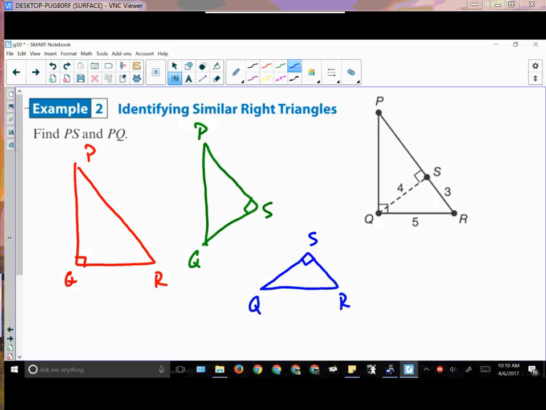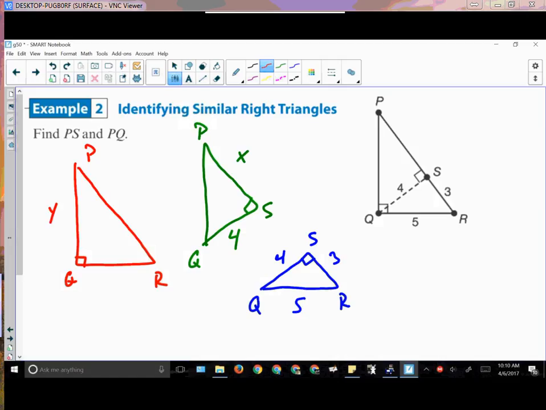Now I want to fill in as much information as I possibly know. So I'm looking at this, I've got a 3, I've got a 4, I've got a 5. That also means that this one down here is 4. Now I'm looking for PS and PQ. So I'm looking for PS up here, we'll call that one X, and then I'll call PQ over here my Y.